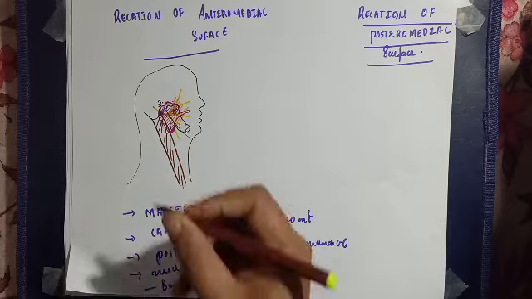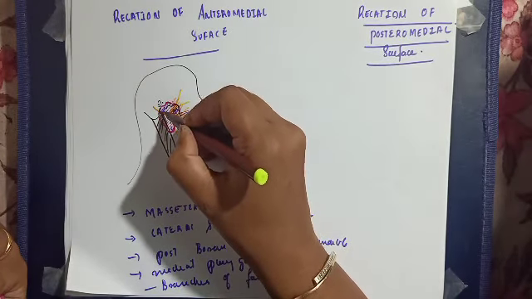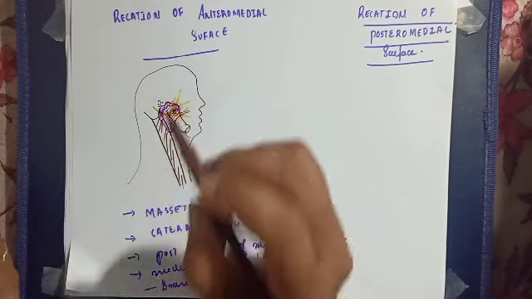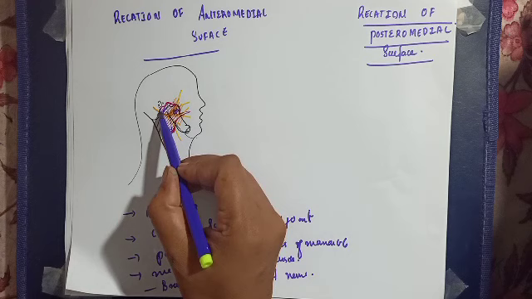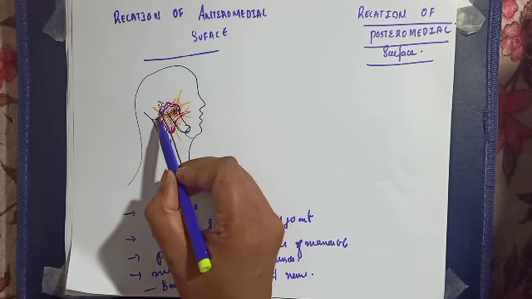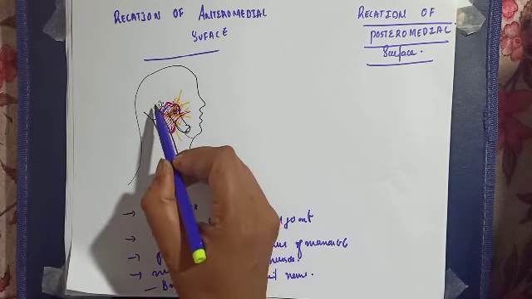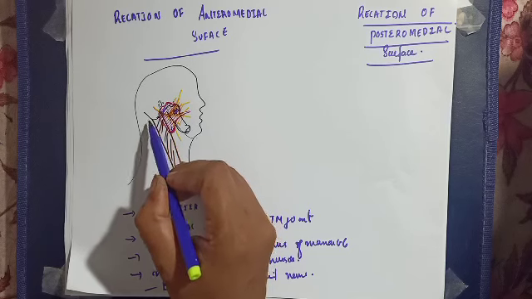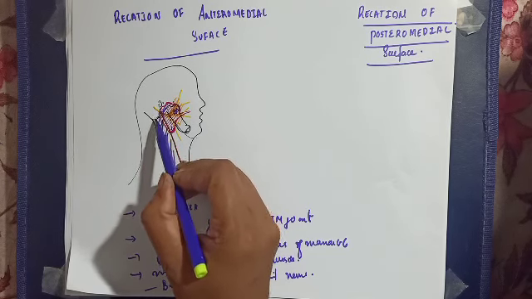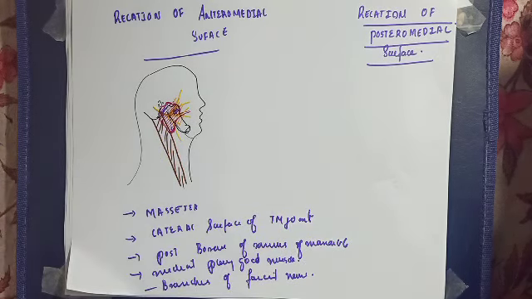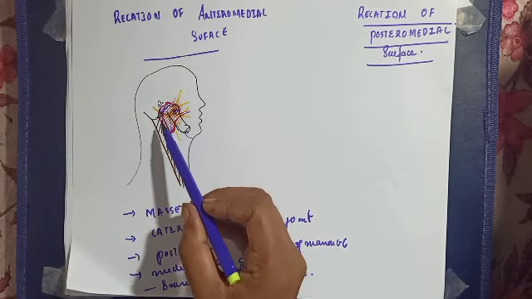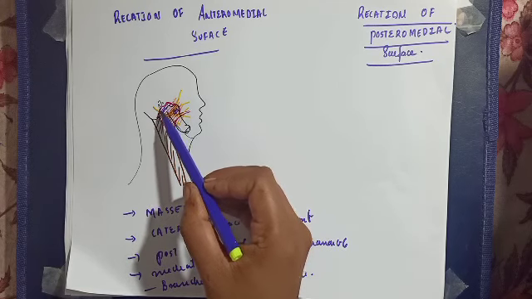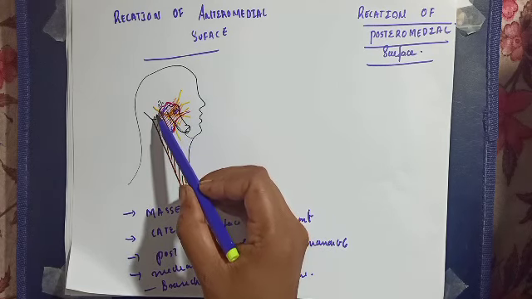Now on the posterior aspect, here you are able to see the posteromedial surface. This surface is related to this bony landmark, the mastoid, and also it is related to the structures attached to the mastoid, that is the posterior belly of the digastric and also the sternocleidomastoid muscle. So here also you are able to see the styloid process, which is related to the posteromedial surface.